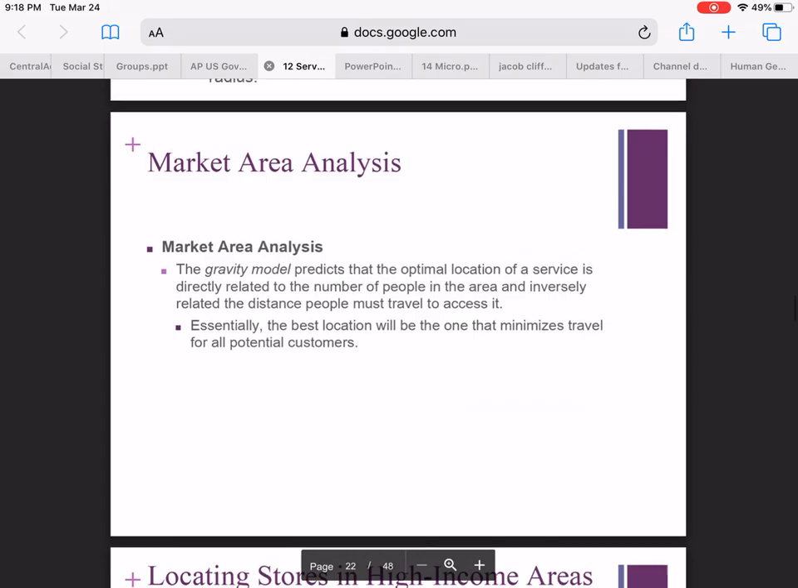And that brings us to this last idea, which is essentially known as the gravity model. The gravity model basically helps predict the optimal location of a business based upon the number of people in the area and inversely related to the distance people must travel to access it. So what does Huber Heights have that the Northmont area doesn't have? And the answer is everything to its west.